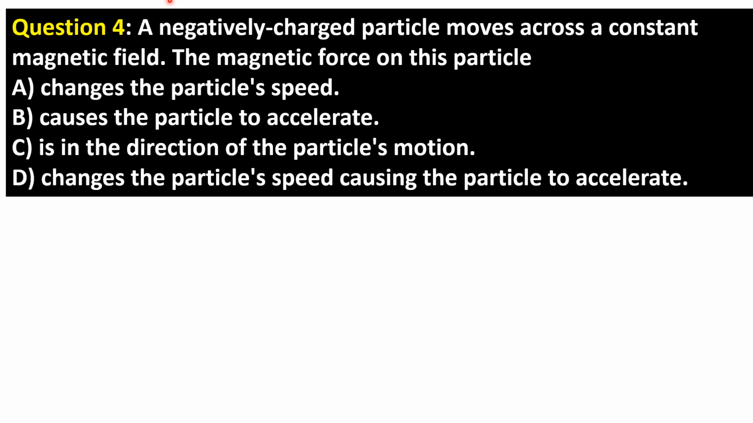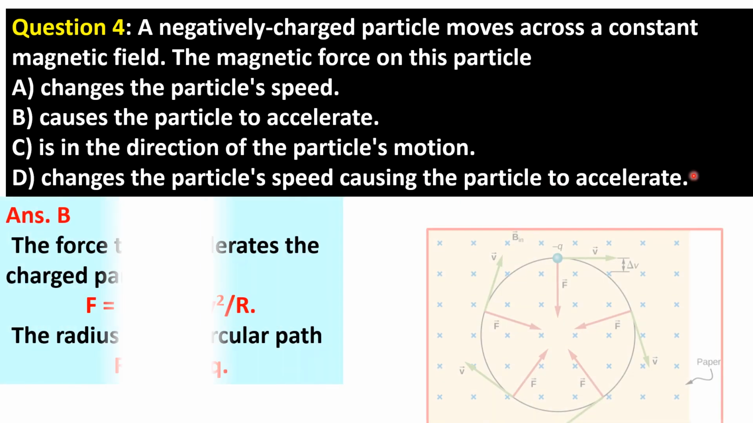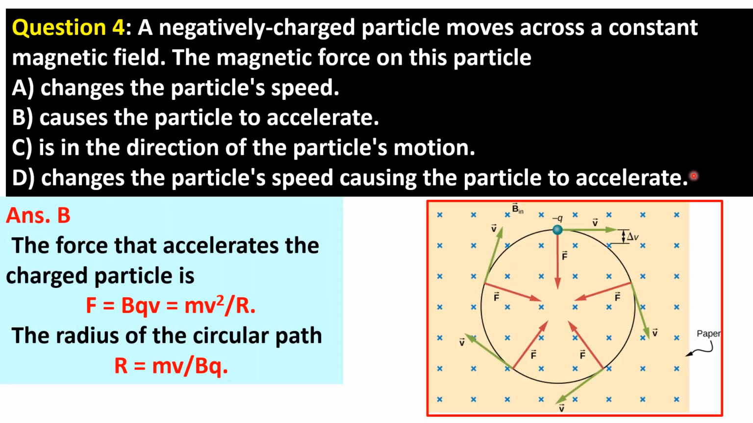Question number 4. A negatively charged particle moves across a constant magnetic field. The magnetic force on this particle: letter A, changes the particle's speed. Letter B, causes the particle to accelerate. Letter C, is in the direction of the particle's motion. Or letter D, changes the particle's speed, causing the particle to accelerate. So our answer here is letter B.